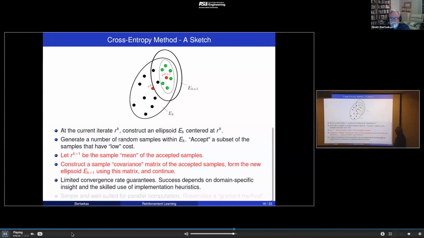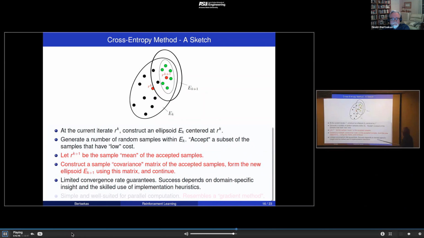How does this method work in theory? There is a substantial theory here, some of it based on probability theory, some of it based on statistical concepts. However, the guarantees on rate of convergence are limited. This method can be very slow.